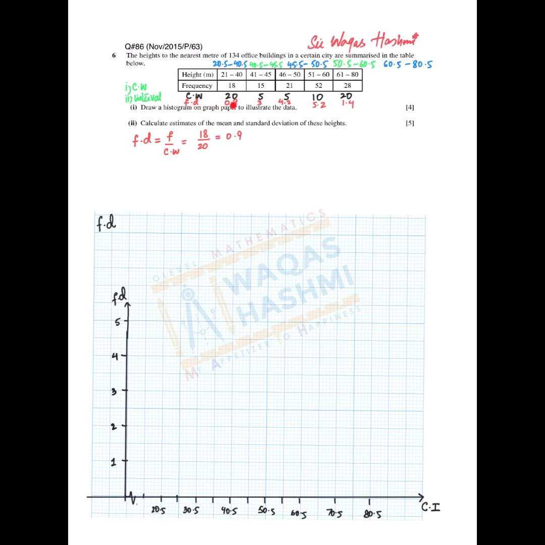The lowest value is 0.9 and the upper value is 4.2, right? I can accommodate all the values here. For class interval, the lowest value is 20.5 and the upper value is 80.5, which I can accommodate on the x-axis, right? For the first one, that is from 20.5 till 40.5, the frequency density is 0.9. So I need to construct the value of 0.9 from 20.5 till 40.5.